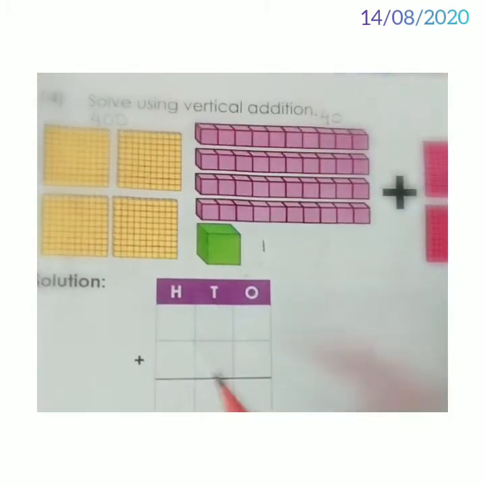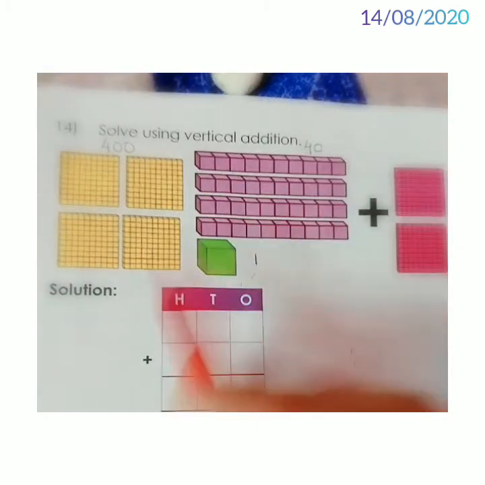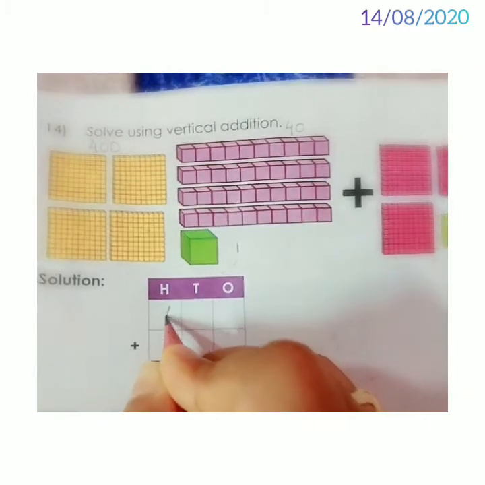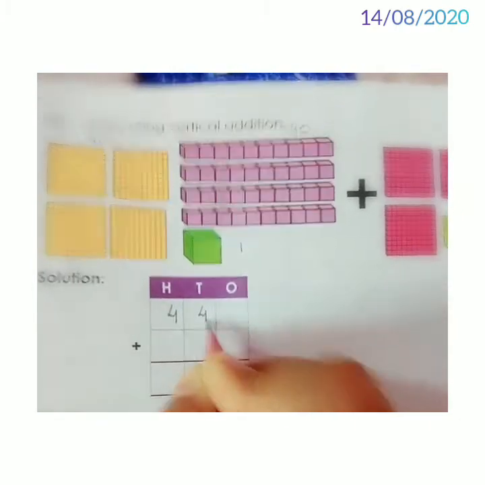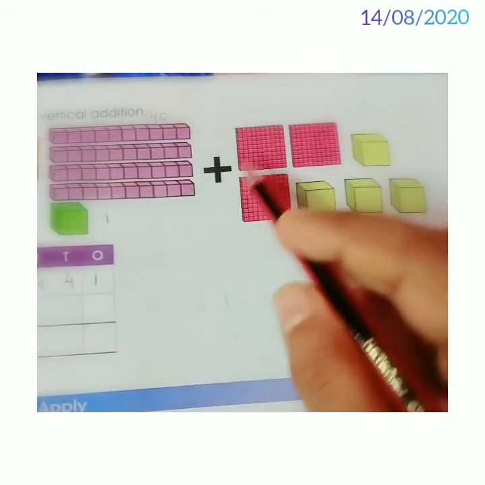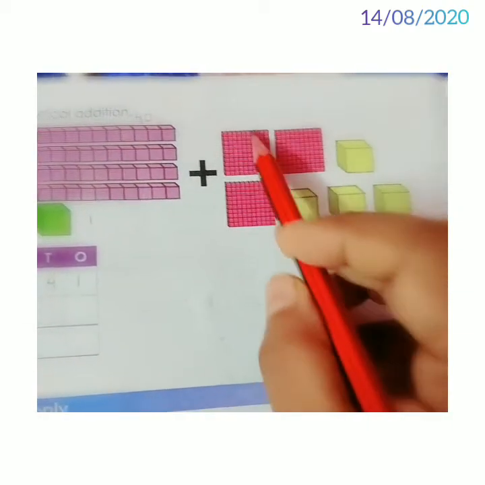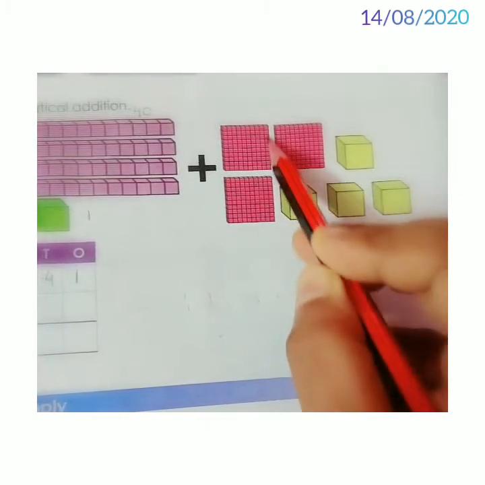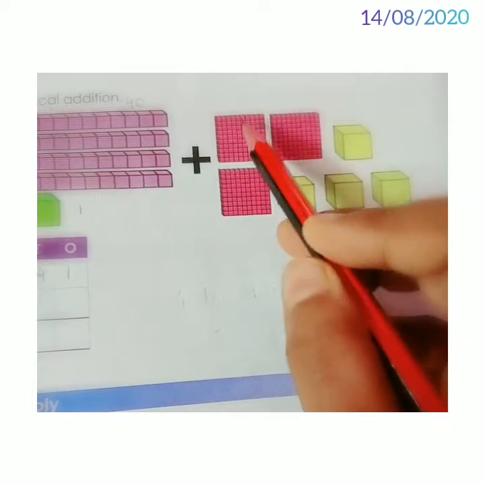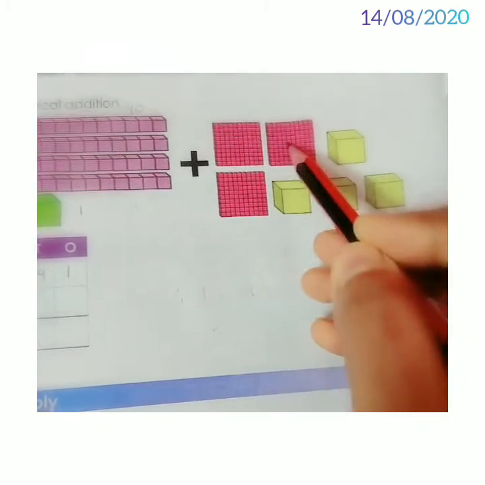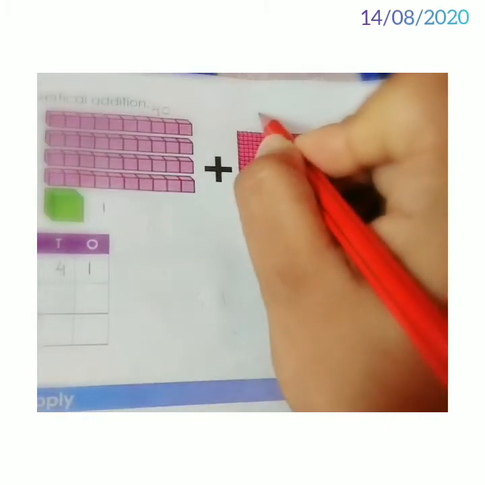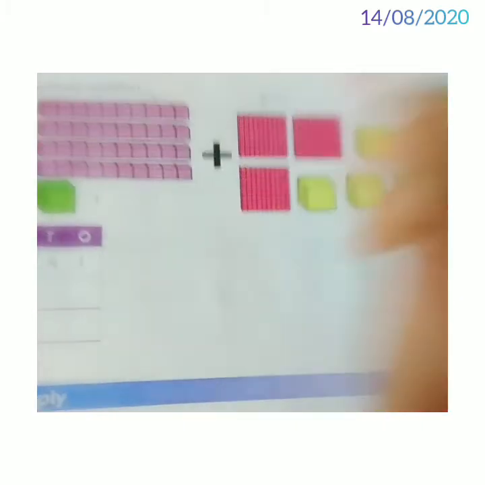441. So the first number is 441. You have to solve using vertical addition. So we got our first number. Now the second number. What is the second number? This pink color block is equal to how much? This is equal to 100. So there are 3. So it will be how much in total? 300. So for your convenience, I'm writing at the top 300.